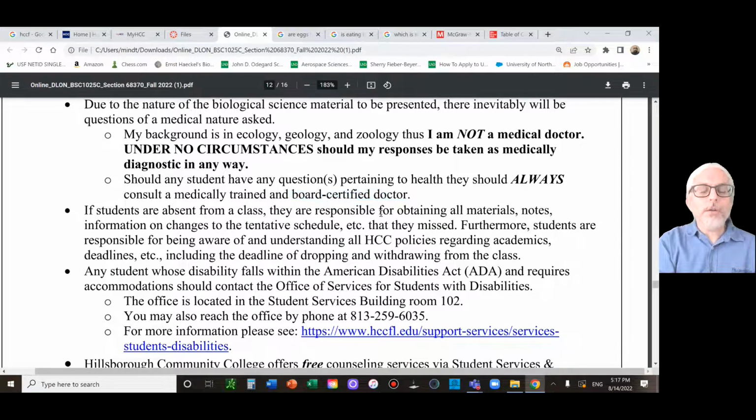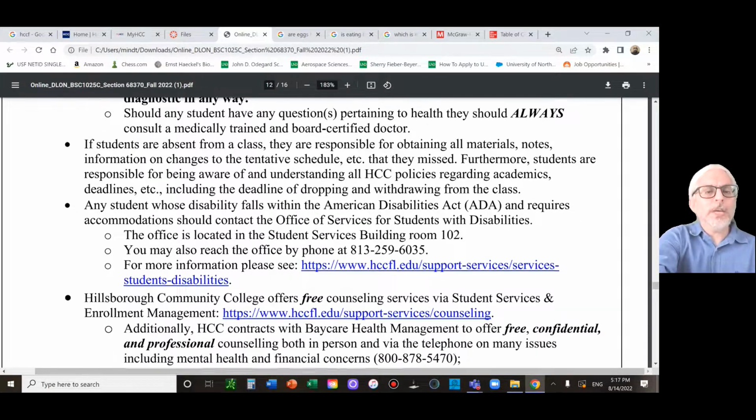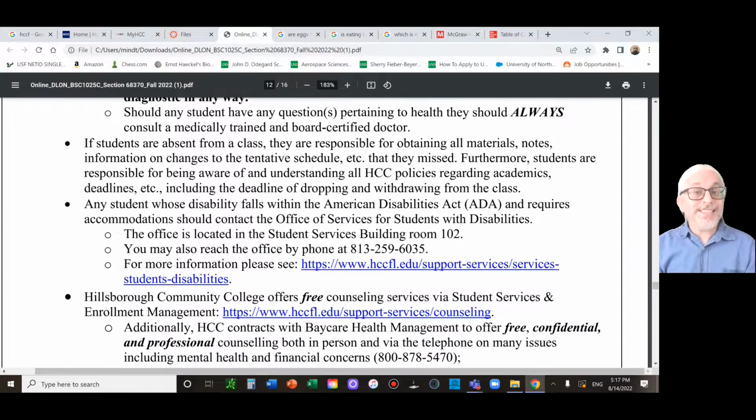If you're absent for a while, you're responsible to go in and read the notes and read the syllabus and then ask me questions. If you have a disability, I've given you all the contact information here. As I was saying a few minutes ago, I am not allowed to do anything for anybody until you talk to them. It's a state law.